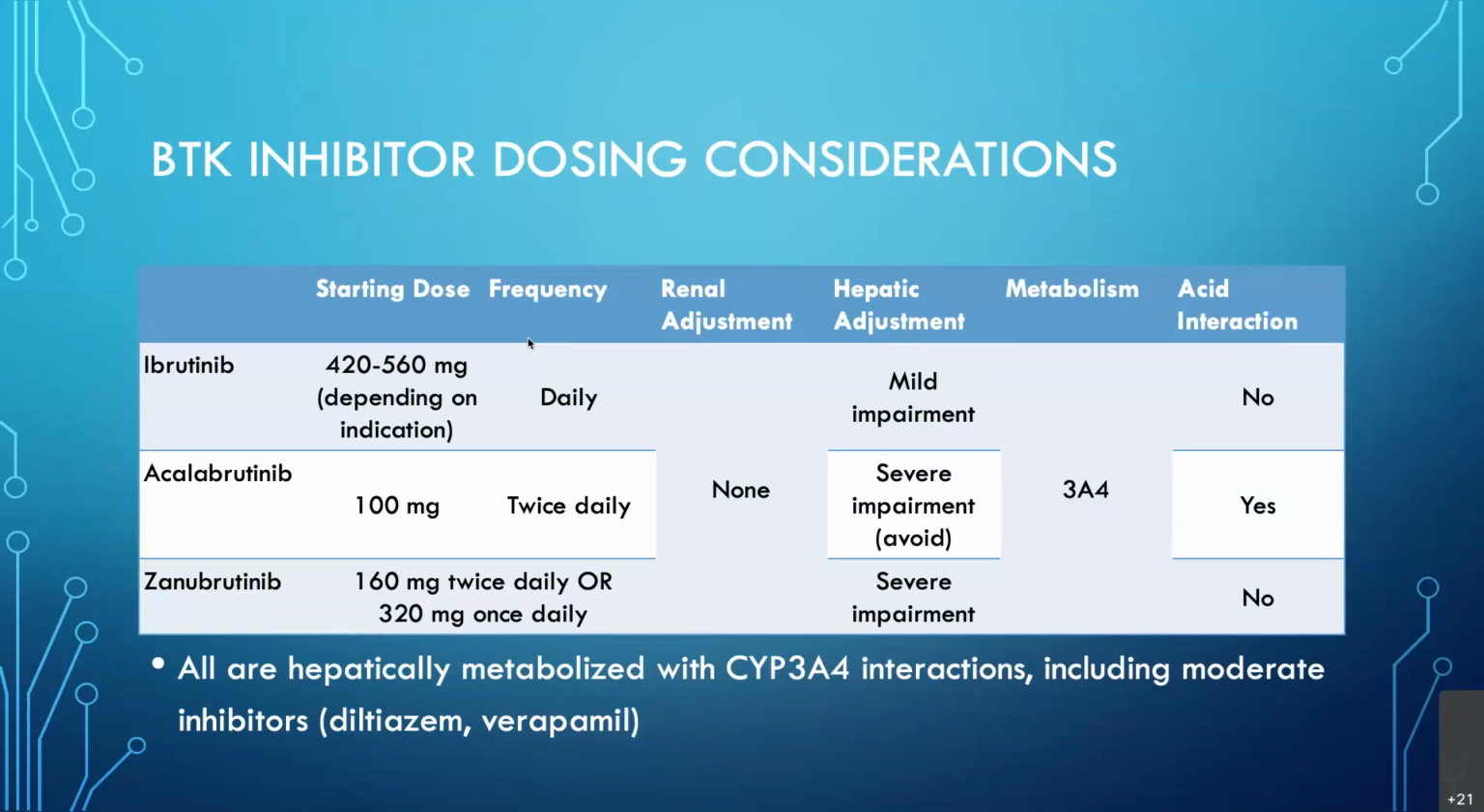And all are 3A4 hepatically metabolized, which can be relevant whenever we think about the toxicity profile of these, with some agents causing AFib, and moderate inhibitors like diltiazem and verapamil as non-dihydropyridine calcium channel blockers causing 3A4 inhibition. So those are two of the more common agents that I've seen whenever it comes to drug interaction screens with these agents. Additionally, acalabrutinib does have similar acid interactions to what we see with the BCR-ABL inhibitors.